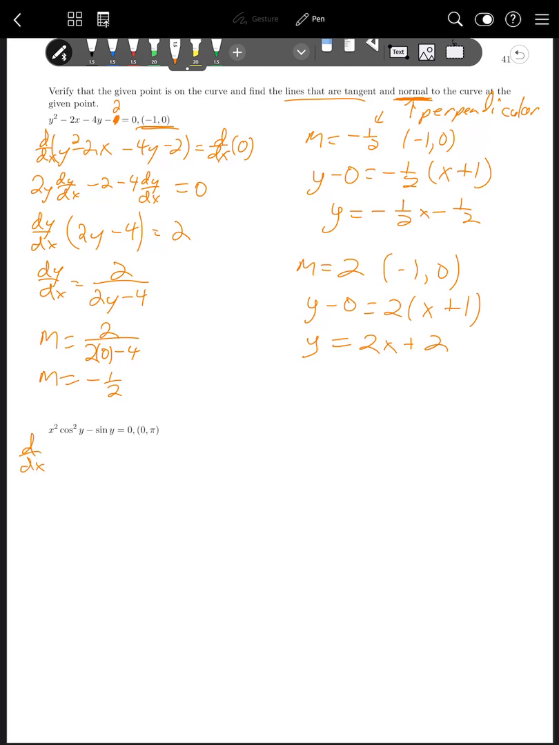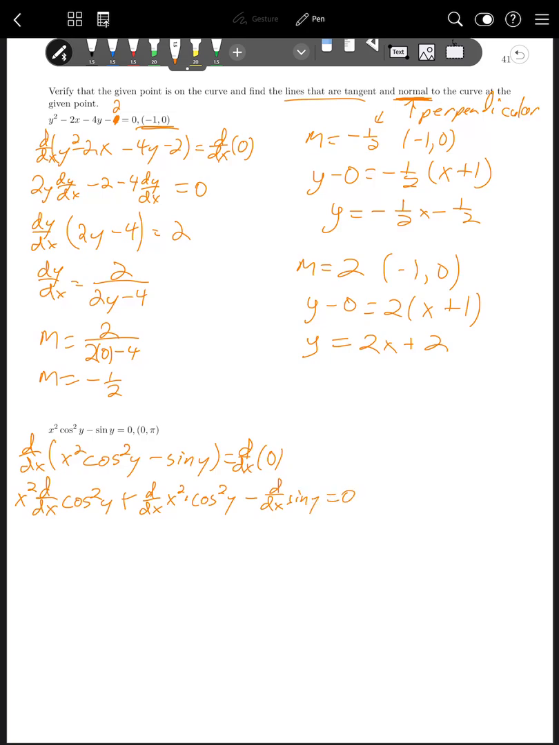So find the derivative of x squared cosine squared y minus sine y equals the derivative of 0. So I have to use the product rule to start out. So x squared times the derivative of cosine squared y, minus, the derivative of x squared times cosine squared y, minus the derivative of sine y equals 0.